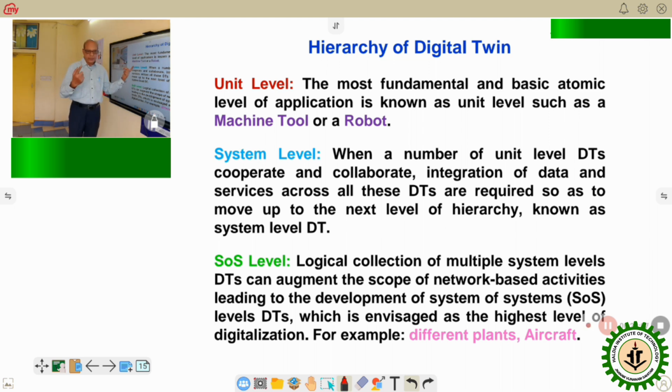Such as one single machine tool. Afterwards, I will show you one machine tool digital twin. So one complete machine tool which is standalone, or a robot or a coordinate measuring machine, can be considered as a unit level. But in a factory, there may be several CNC machines engaged to execute some specific goal or task. In that case, we can say that it is a system level. So when a number of unit level entities cooperate and collaborate, the integration of data and services across all these entities is required so as to move up to the next level of hierarchy, known as system level DT.